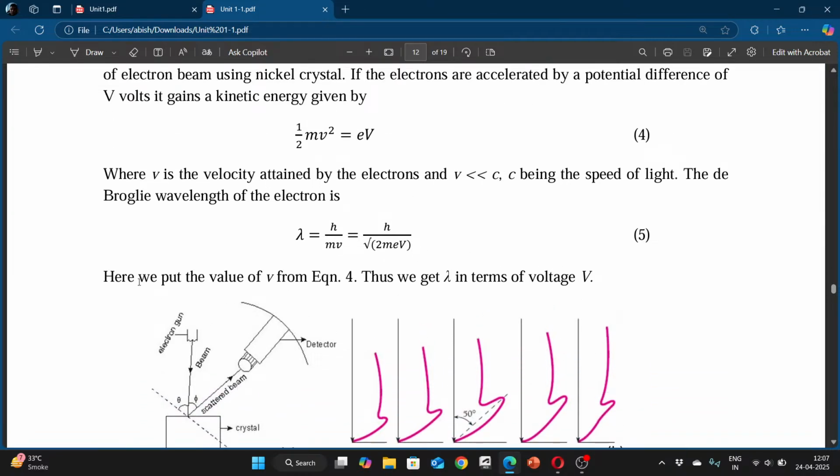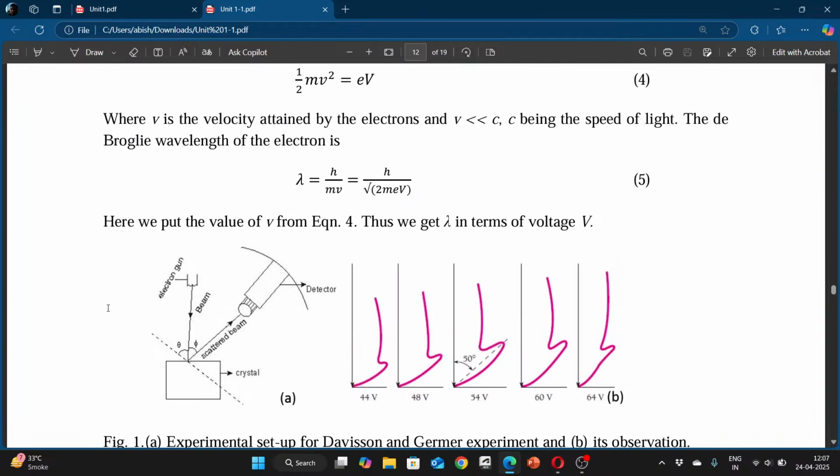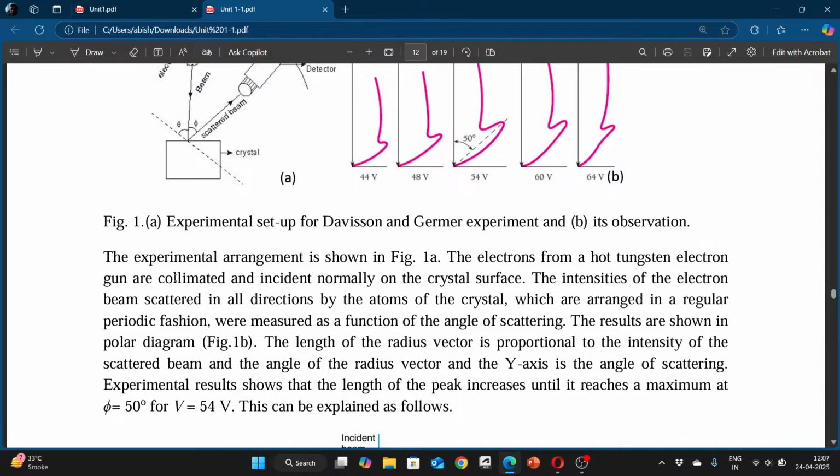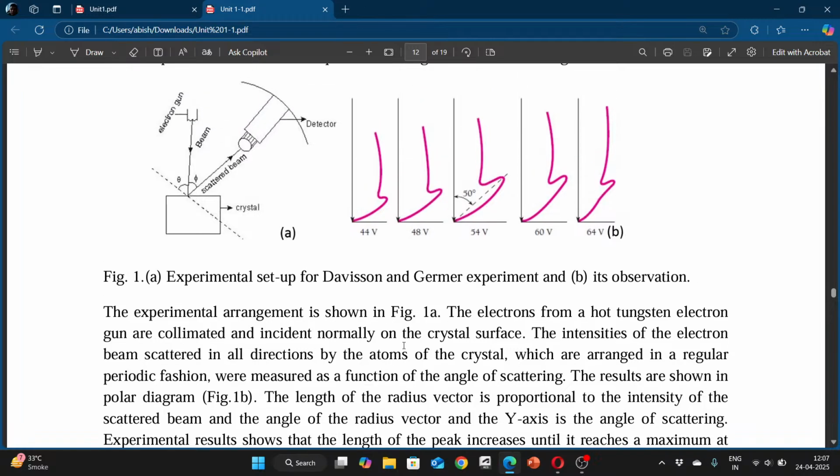ठीक है. If you put the value of v from equation 4, thus we get lambda in terms of voltage V. तो ये, so electron का beam आया, scattered beam crystal आया, and so this का basically experimental arrangement is shown in figure 1.1a. The electrons from a hot tungsten filament that are collimated basically hit, at normal incidence, on the nickel crystal.